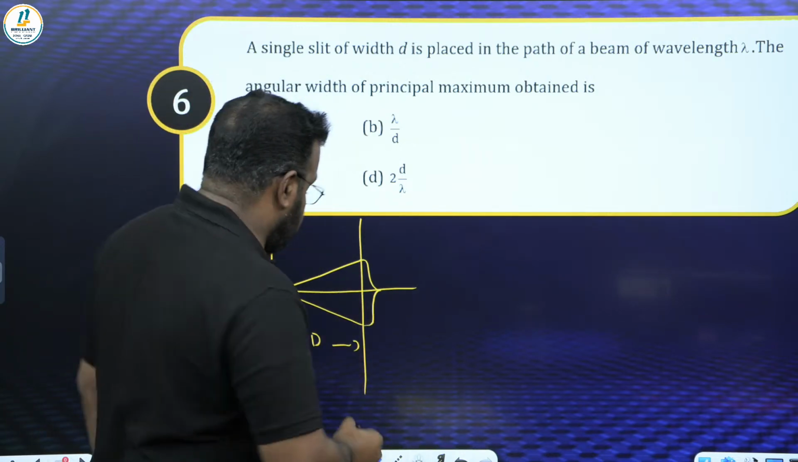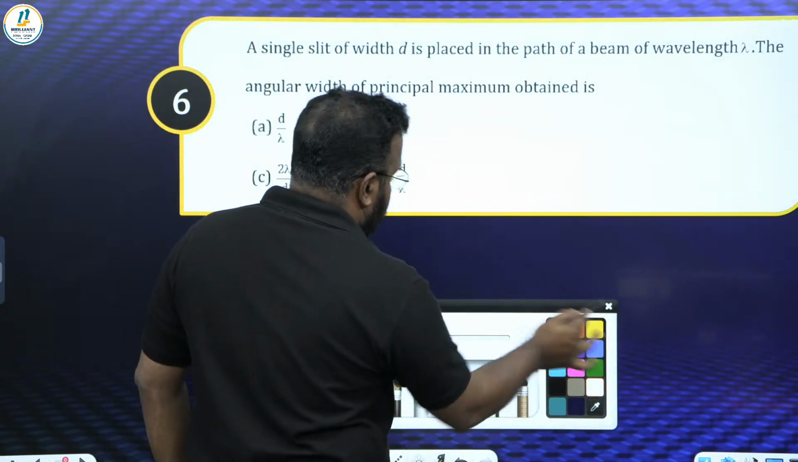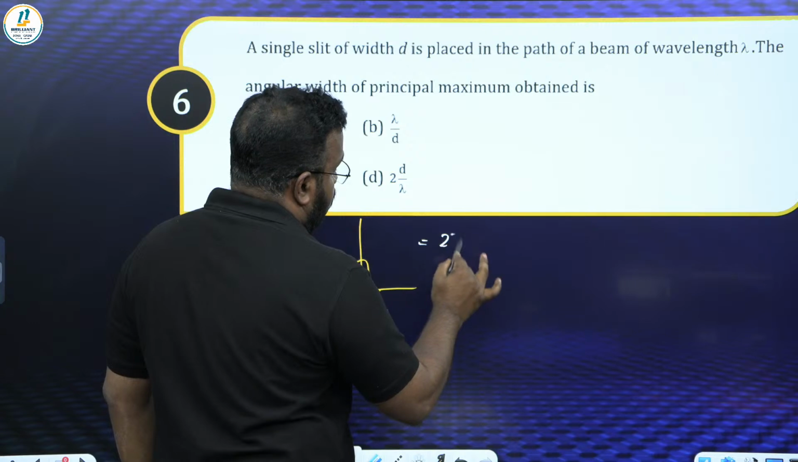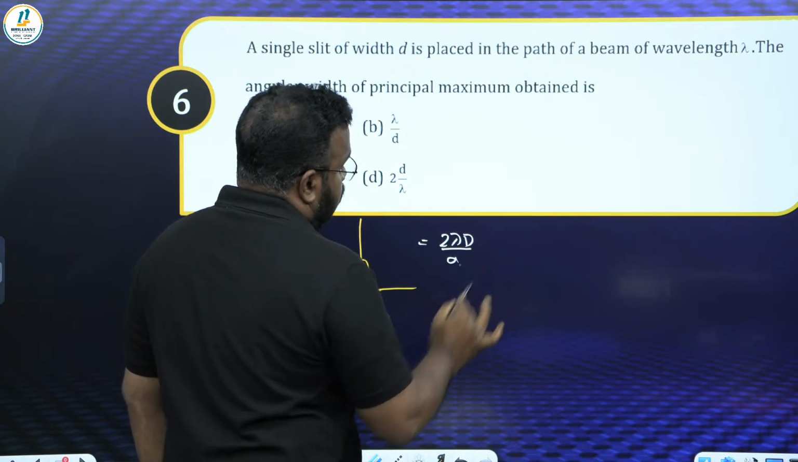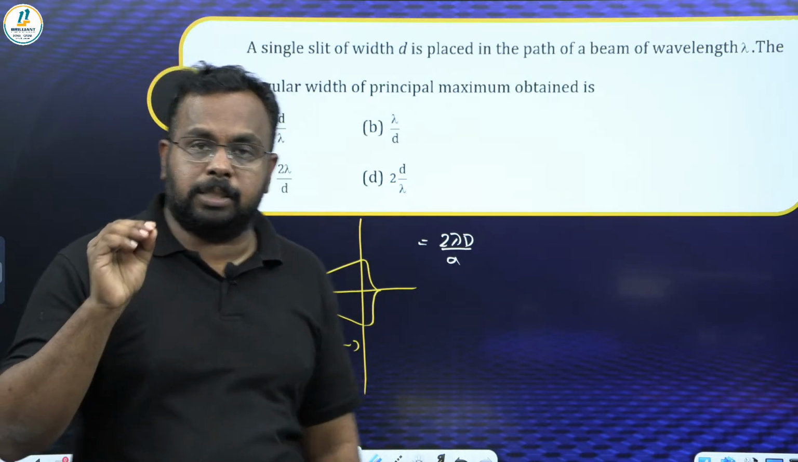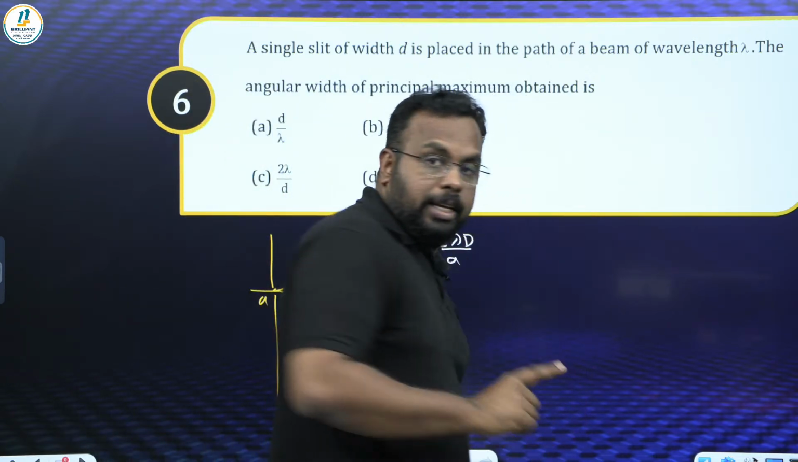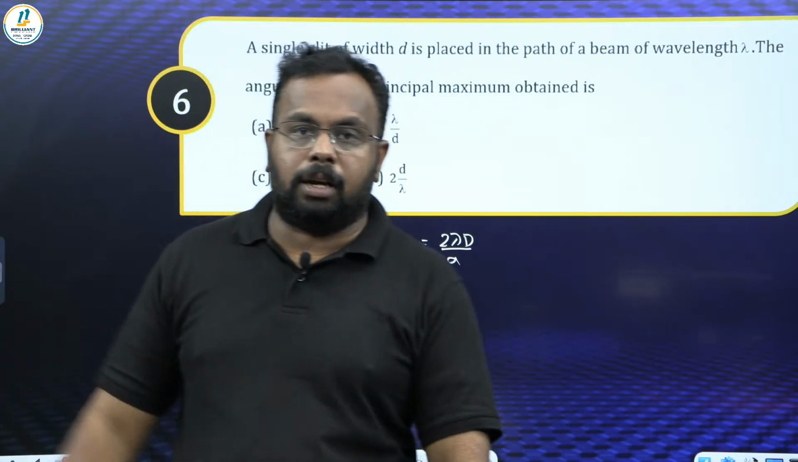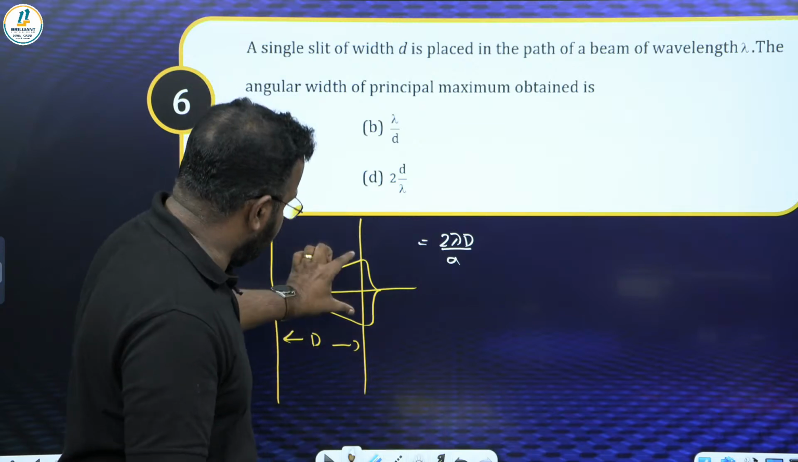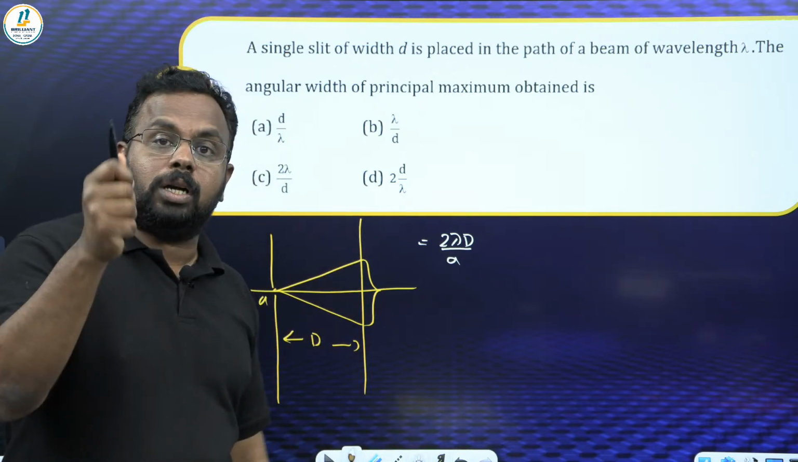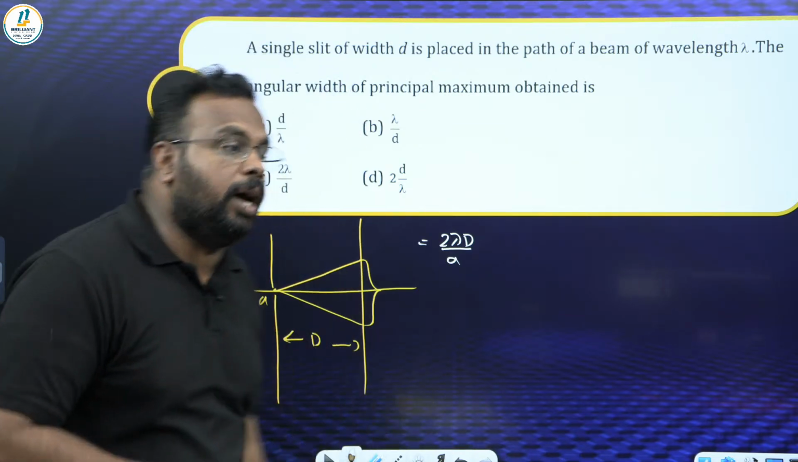What is the formula for the width of central maxima? We got an equation like width is equal to 2 lambda D by A. This is the formula for the width of the central maxima, isn't it? Yes, but please note that this is the linear width of the central maxima. Linear width means the length from here to here. But what are they asking? They are asking the angular width.